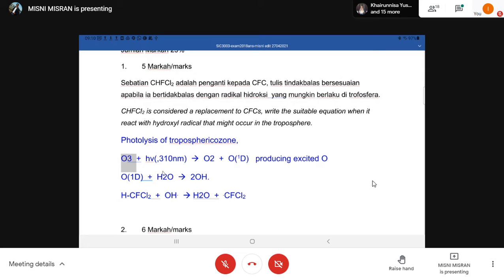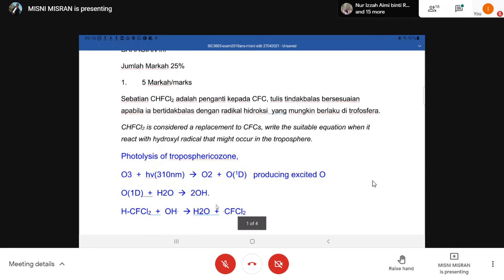When it reacts with UV light energy, okay, you have O2 split into O2, oxygen, and you have an oxygen radical. This is a radical, right? This is a radical. And then the oxygen radical will react with the moisture in the air to form the OH radical. All right.